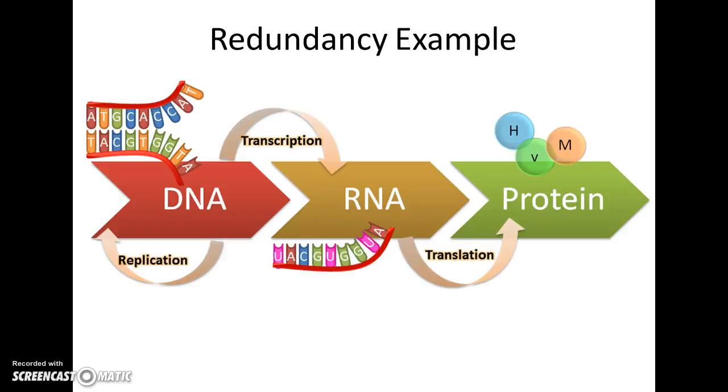Next, we have the redundancy example. The redundancy principle states that learners learn better with animation and narration, no text. So this is a graphic of how DNA turns into proteins, and it's a three-step process. So first you have DNA replication, which is when DNA simply copies itself, then you have DNA transcription, which is how DNA becomes RNA, and then last but not least you have RNA becoming protein. And as you can see, there's no text on the screen.